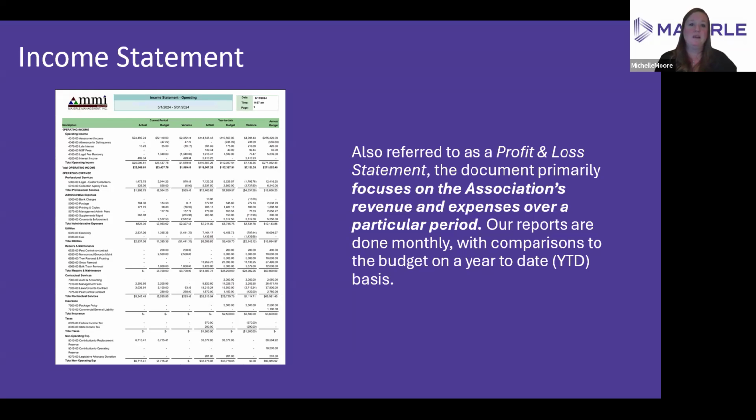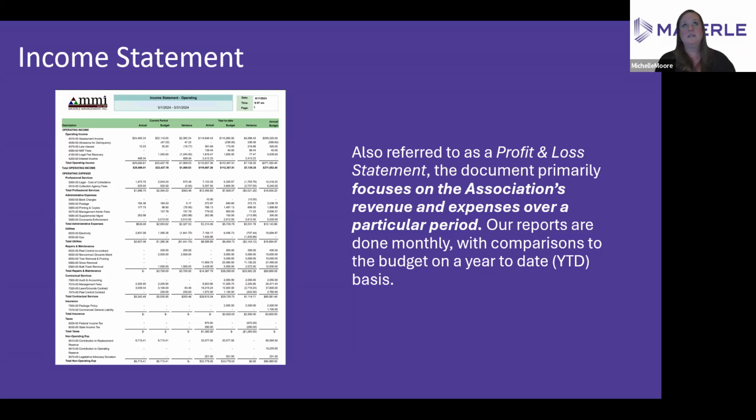And so this will compare the actual expenses to the budget. So you'll see the variances on this statement for the current period as well as the year to date.